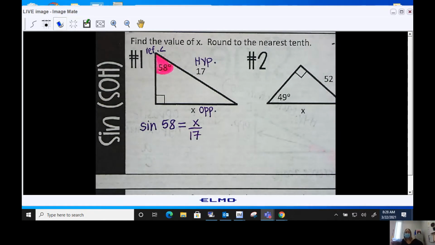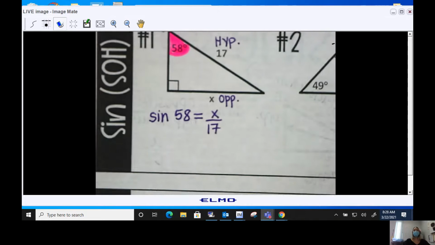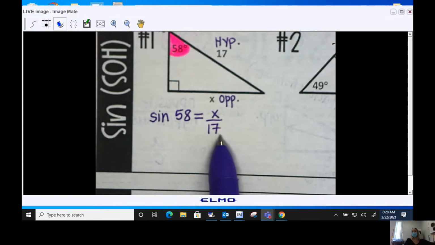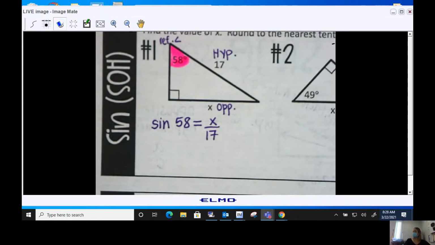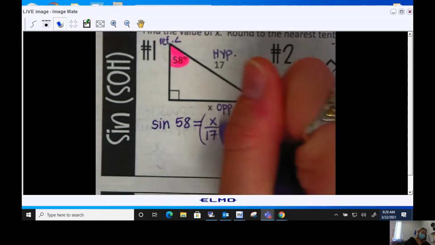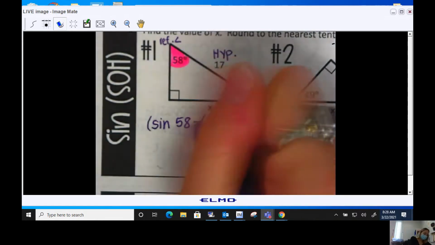Now it's just an algebra problem. I know it doesn't look like one, but all I want to do is get the x all by itself. So how would I get rid of dividing by 17 to get that x by itself? Times it by 17. Good. So I'm going to take the right side. I'm going to multiply by 17. Whatever I do on one side of the equation, I have to do to the other.